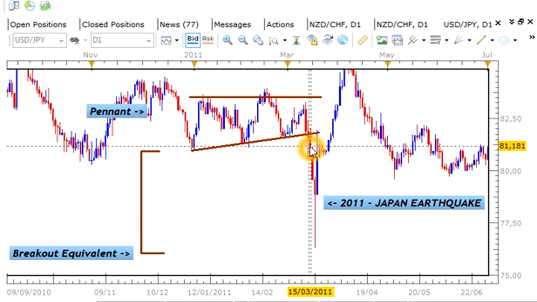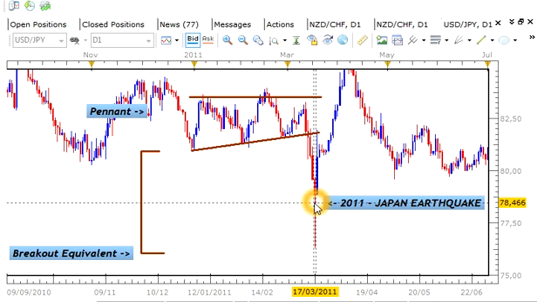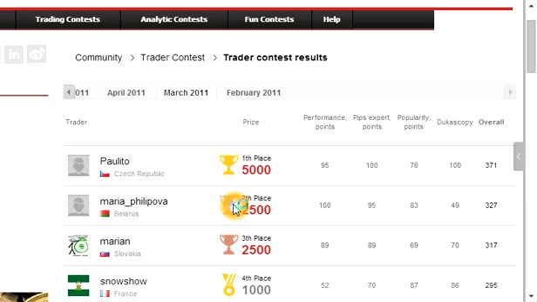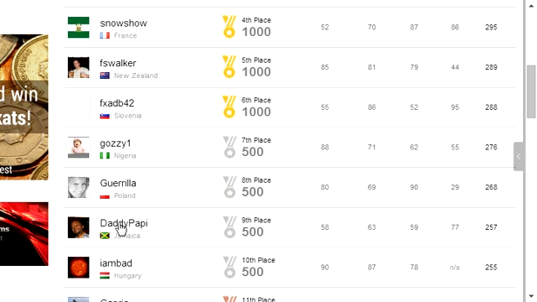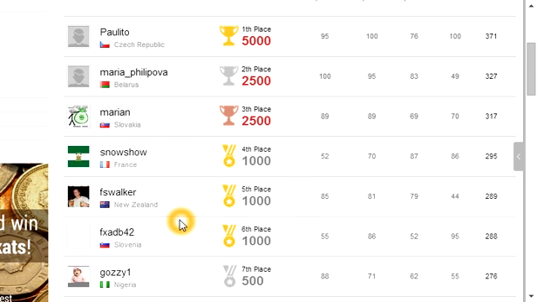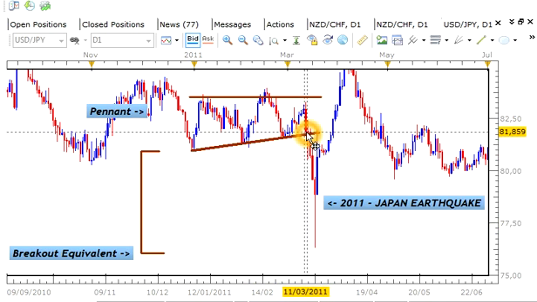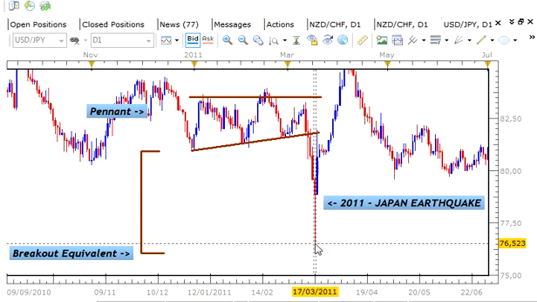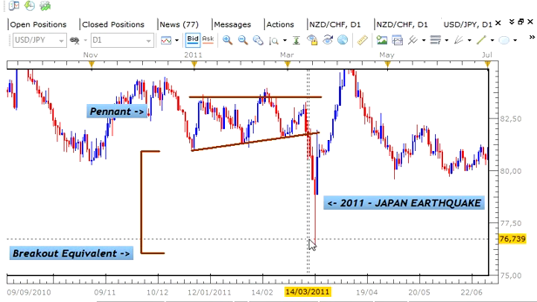In this example, I was actually able to take advantage of it in the Dukascopy trading contest a few years ago. This was one of the trades that actually allowed me to place in the top 10 during that period, in March of 2011, where I squeezed into the top 10, as you can see here. So that was a trade that I had made as part of the breakout from this consolidation, and that trade was taken with the breakout equivalent in mind.